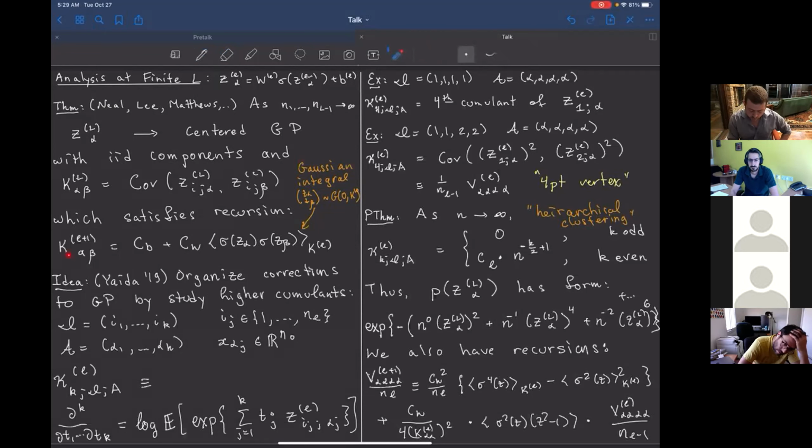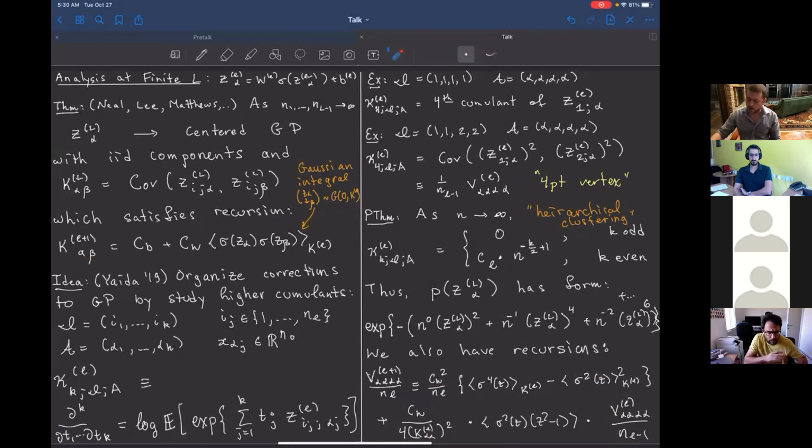If you assume that you already have solved the 2-point function recursion and that you know the K_L at all times, it tells you that the fourth order cumulant at time little l plus 1 is a constant that depends on your nonlinearity, the kernel at the previous layer, the 2-point function, the constant C_W, and it comes in at order 1 over n, plus some other order 1 constant that again depends on the kernel at the previous layer, times the 4-point vertex at the previous layer. So this is now a closed recursion for the fourth cumulant of your process that goes from layer to layer.